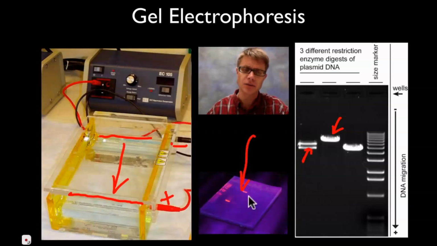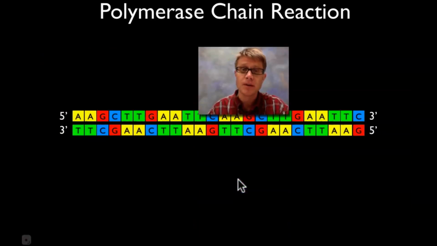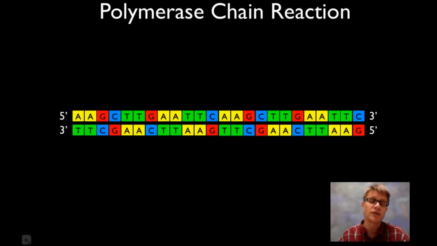When we do this in class, we use a dye called ethidium bromide, and basically it'll dye the DNA. You can put it under black light and you can see where the DNA is. It's normally clear, you can't see it. Okay, what's the next thing we have to do? Remember, now that we've sorted it according to its length, we have to make copies of it. And to do that, we use the polymerase chain reaction, or PCR.